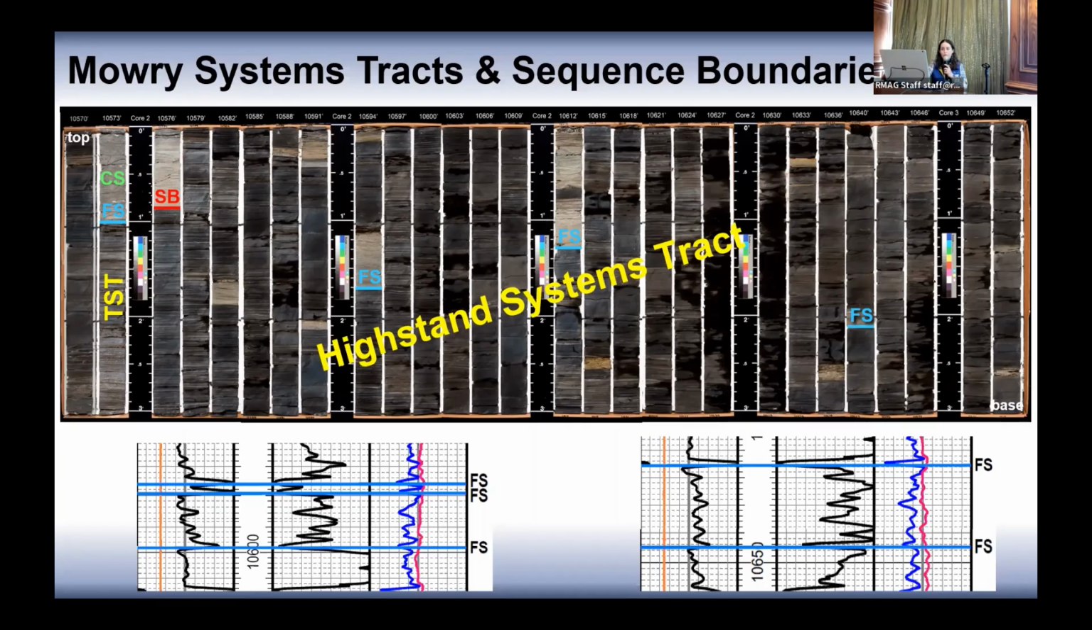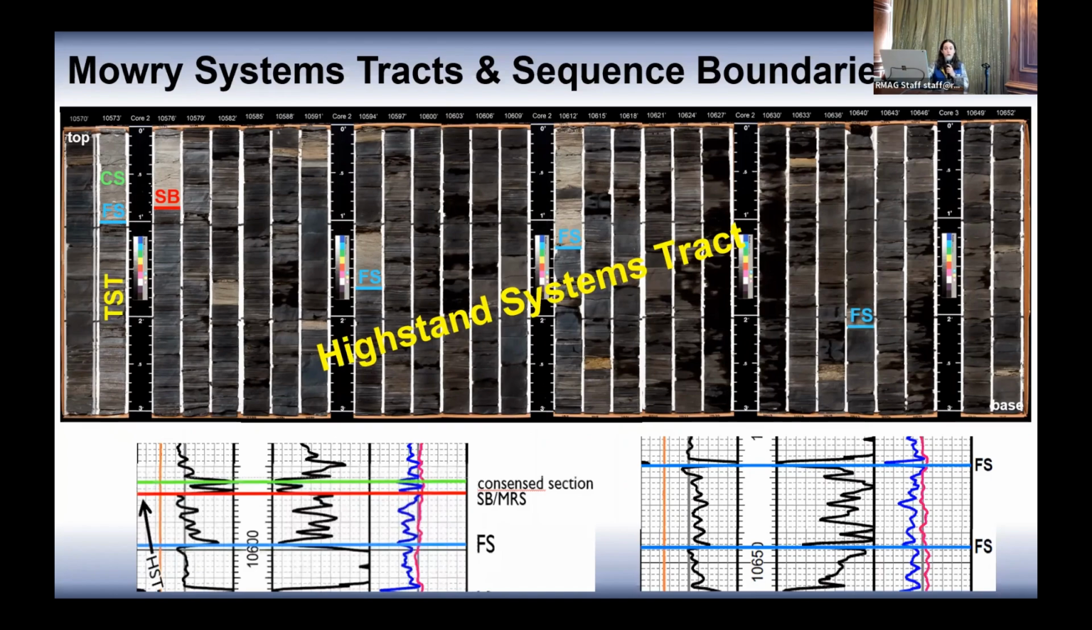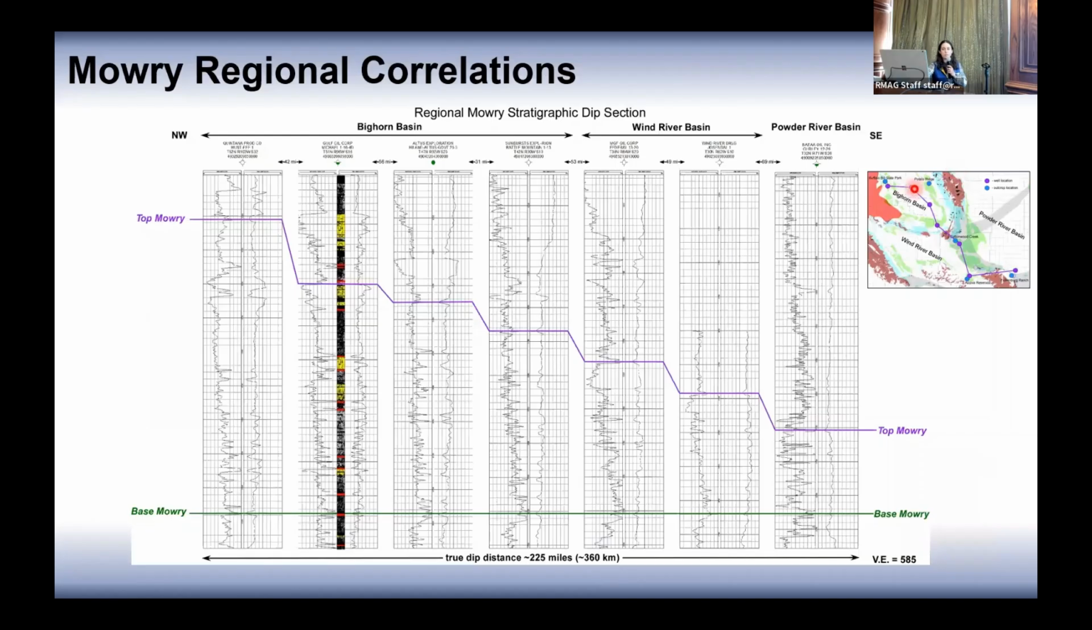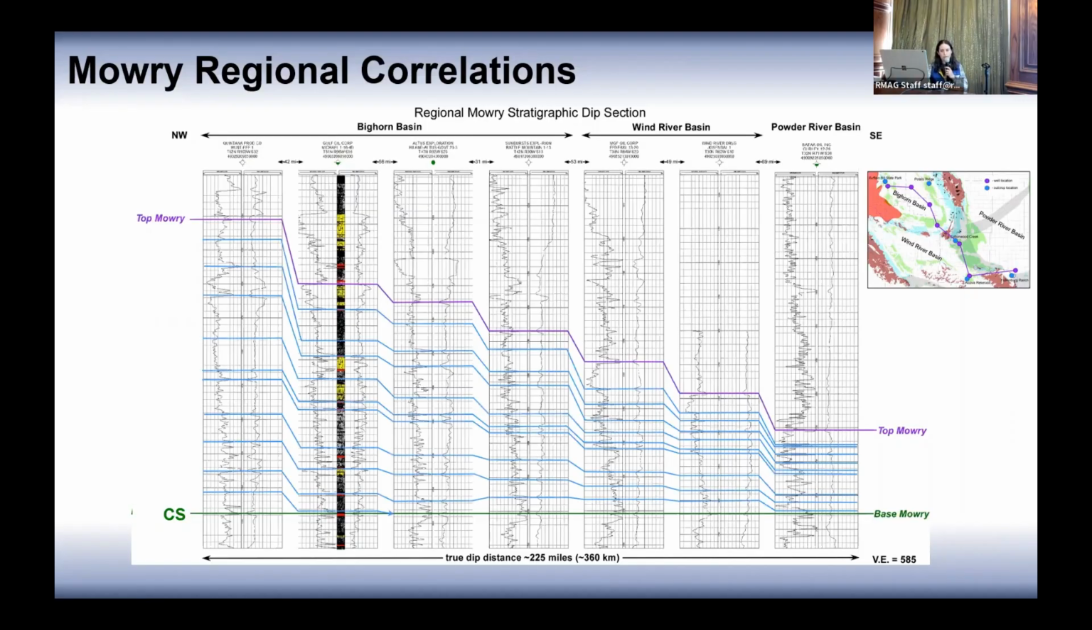So we can go ahead and put those surfaces out on the logs. And by iterating with a number of different cores, you can start to build a basin-wide model and map out these important surfaces. So if we look at a correlation going from the Bighorn Basin out here and then moving down to the southeast, we can essentially just do the same thing. We'll put those flooding surfaces on there. So you have all these different flooding surfaces that you can correlate across.